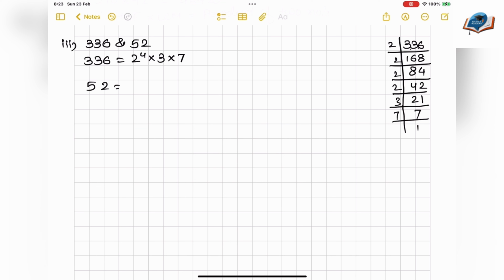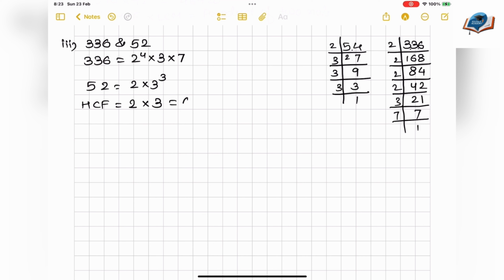Now 52, if I do, 2 twos are 4, 2 and 13, so 2 into 2 into 13. If you see, HCF will be 2 into 2, that is 4, and LCM will be 2 raised to 4 into 3 into 7 into 13.